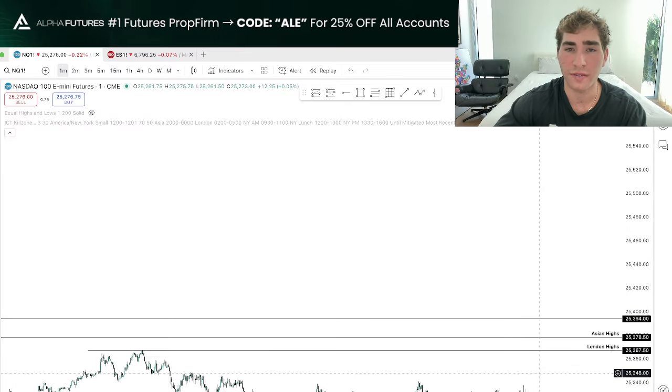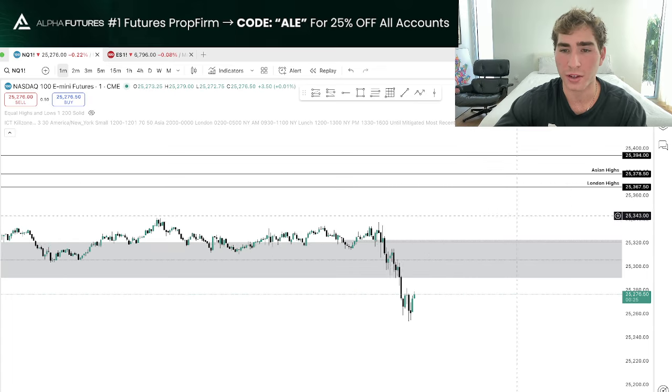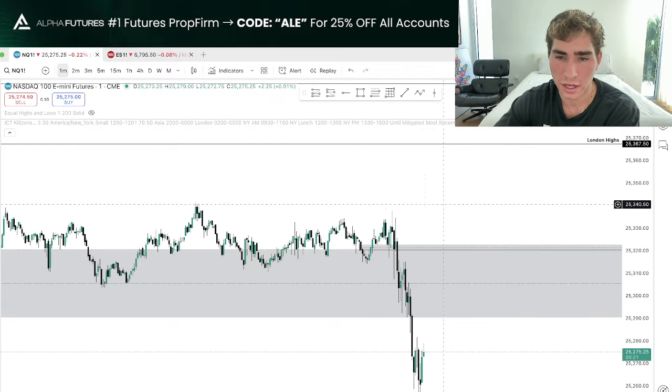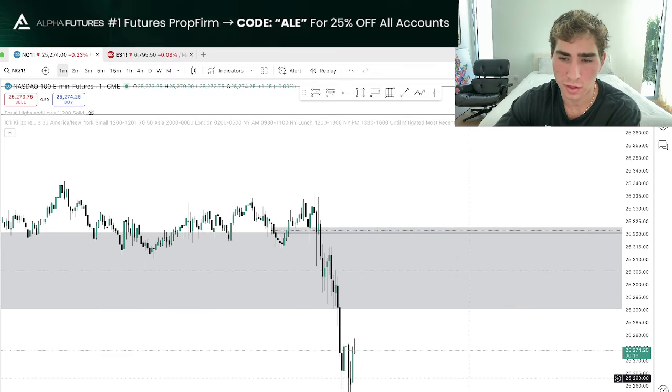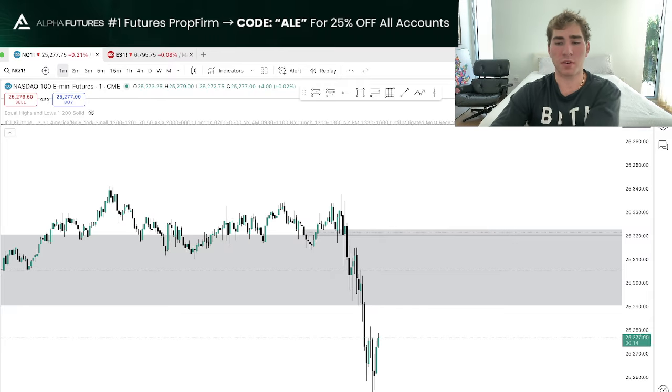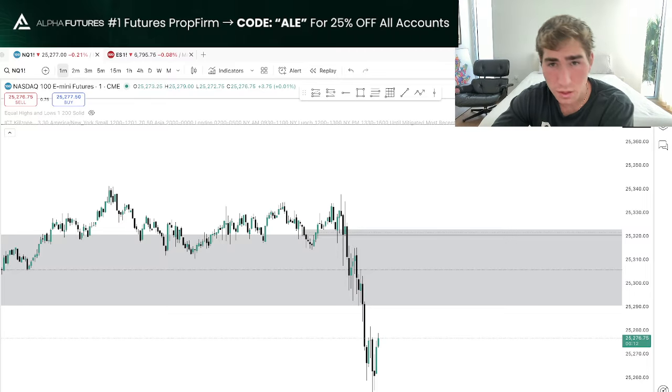Got no trades on evals with Alpha Capital or Top Step, just because I want more volatility in the market to be able to trade my evals. You guys know I trade those aggressively. I'm not going to trade evals in a 15-point range. So yeah, if you guys have any questions about this trade, feel free.